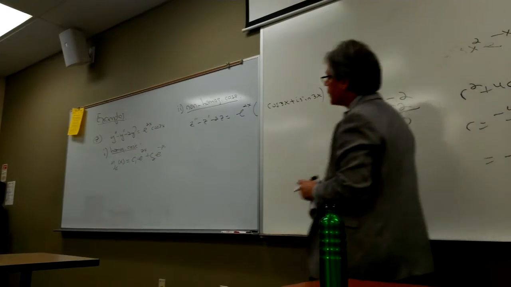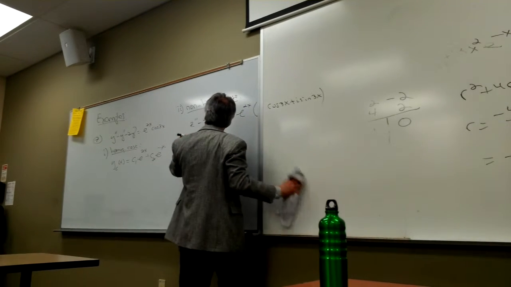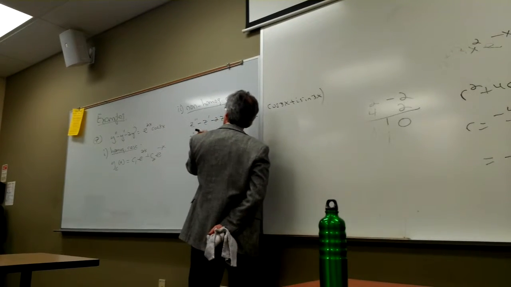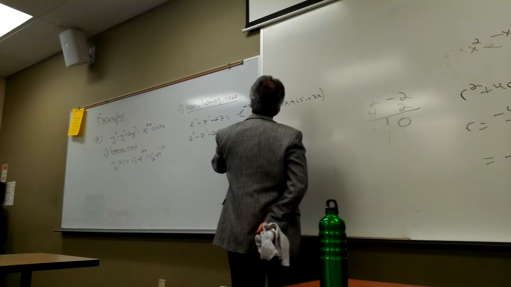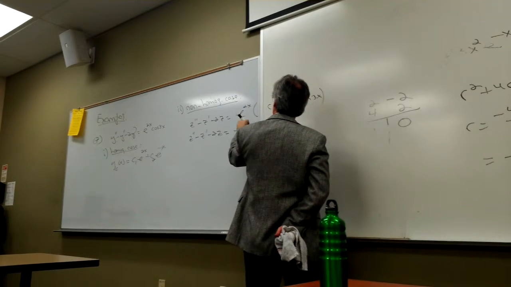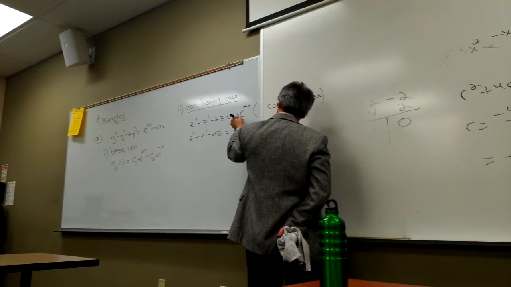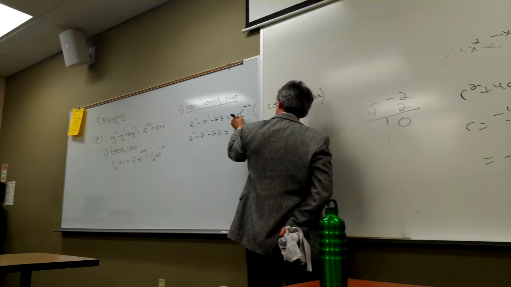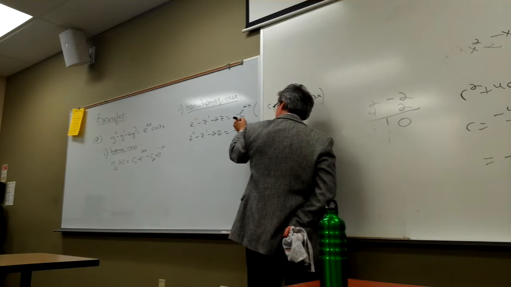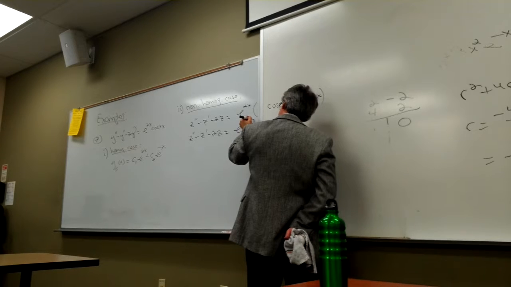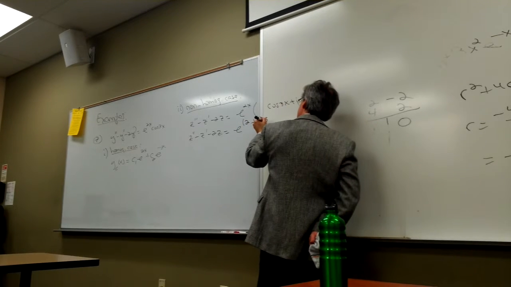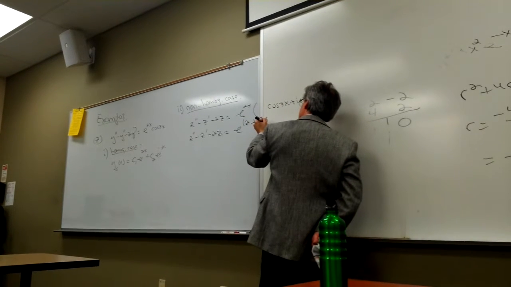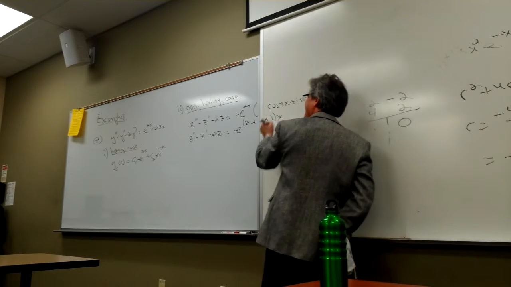Which, by the way, means I can literally rewrite this DE as z double prime minus z prime minus 2z being equal to e to the, help me with this, Euler. 2, 2 minus 3? How about 2 plus 3i times x. Be there.